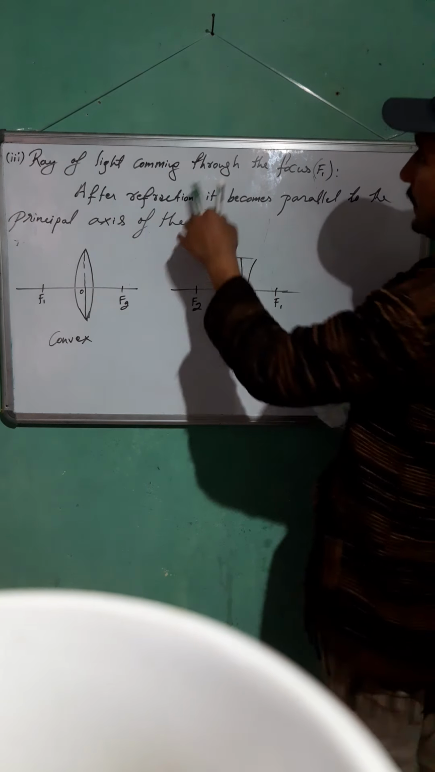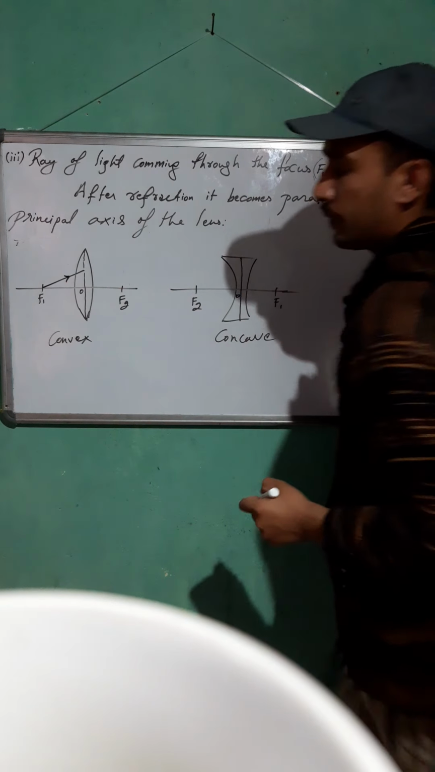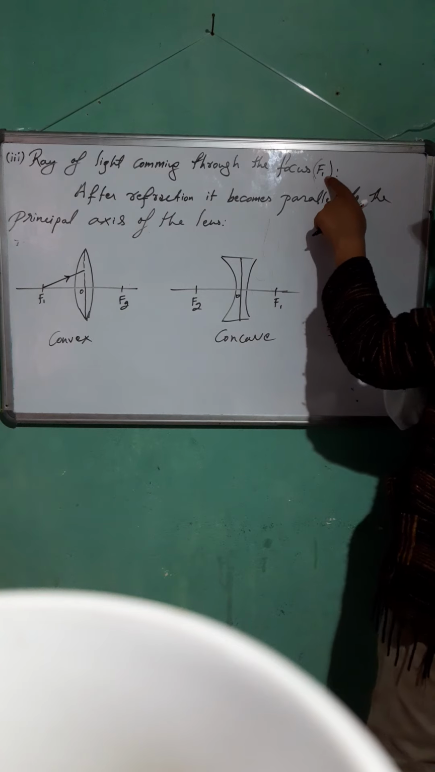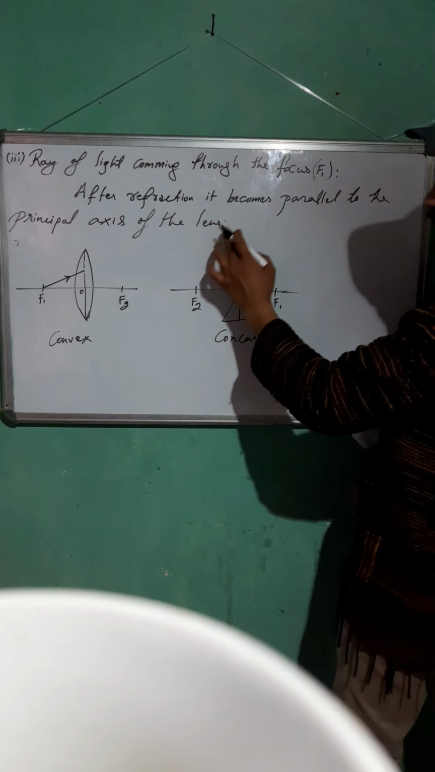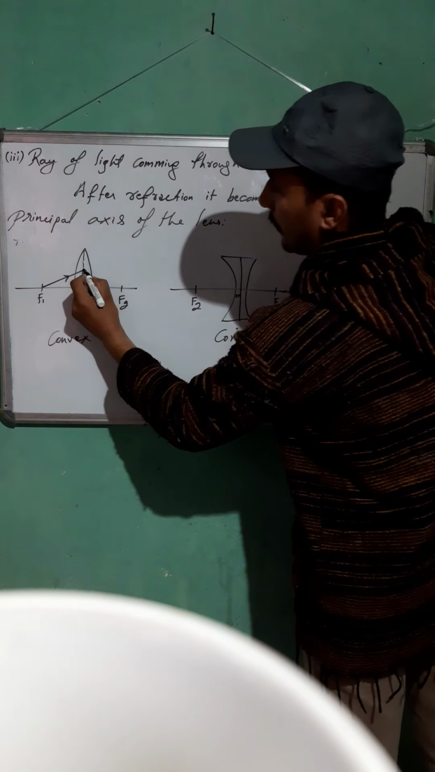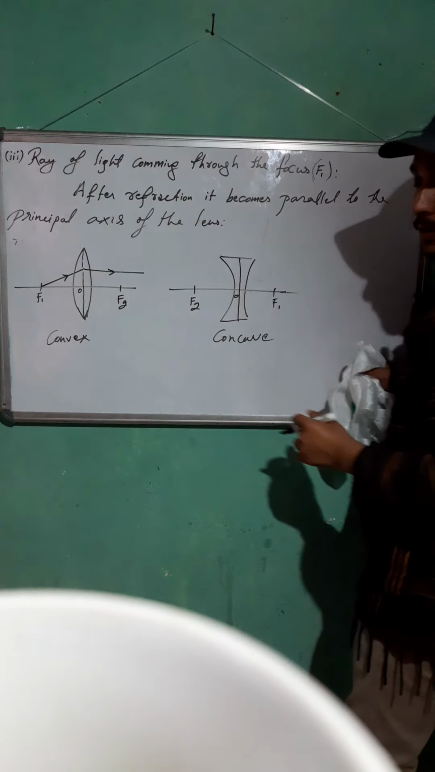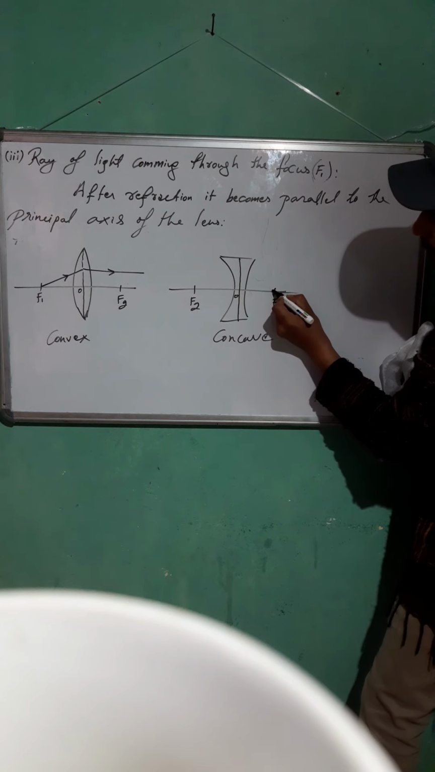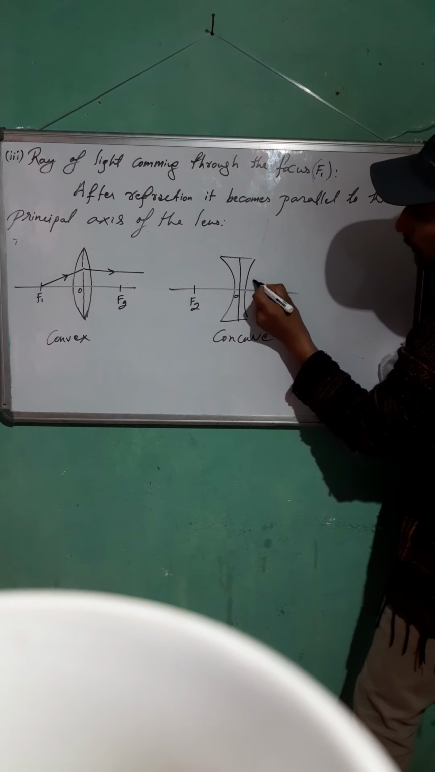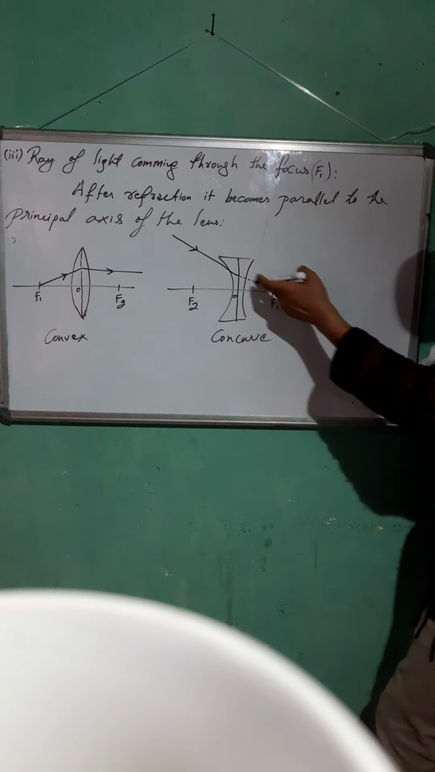Okay, so a ray of light coming through the focus means coming through this point, through F1, the first focus. After refraction it becomes parallel to the principal axis of the lens. It becomes parallel like this. This and this line should be parallel. And for this it appears to come from this point. It appears as a dotted line, straight like this. This should be a straight line.